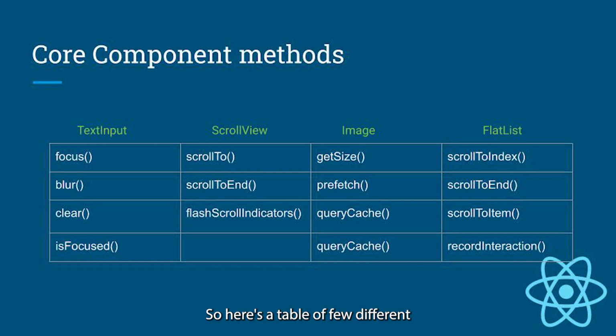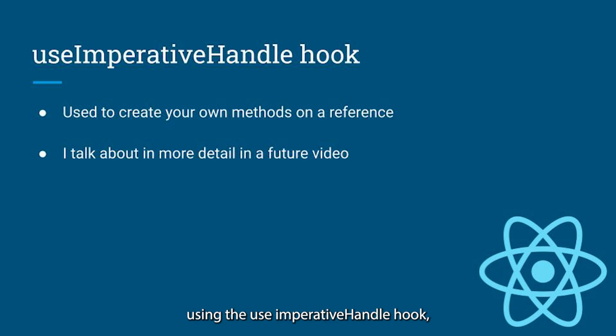So here's a table of a few different methods of different components. Each core component has different sets of methods that we can call. For more methods, you can find them in the React documentation. If we take a look at TextInput, we can call focus or blur. Focus will set focus to the TextInput component, meaning it's ready to type and accept input, whereas blur will unfocus. In ScrollView, we can call the method scrollTo to scroll to a specific point in the ScrollView, or call scrollToEnd to scroll to the end of the ScrollView. You can also create your own methods using the useImperativeHandle hook, which is a bit more advanced, so I won't be talking about it here.